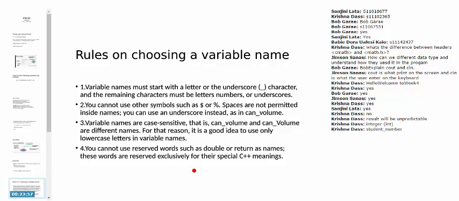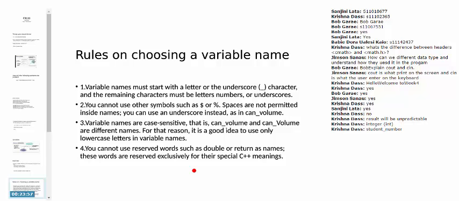So the first rule says variable names must start with a letter or the underscore character. And the remaining characters must be letters, numbers, or underscores, right? And the second rule, you cannot use other symbols such as the dollar sign or the percentage sign. Spaces are not permitted inside the names. You can use an underscore instead, as in can_volume, right?